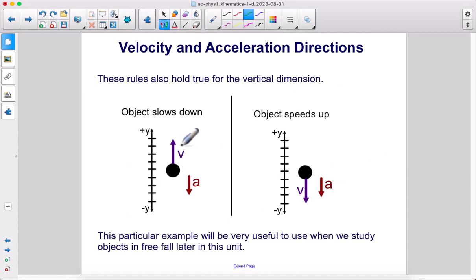So here, this is still one-dimensional motion, but in this case, we're using the y-axis instead of the x-axis. If you have an object moving upwards, but its acceleration is down, it's going to slow down. Whereas if an object is traveling down and accelerating down, it will speed up. This particular example will be very useful when we study objects in free fall later in this unit.